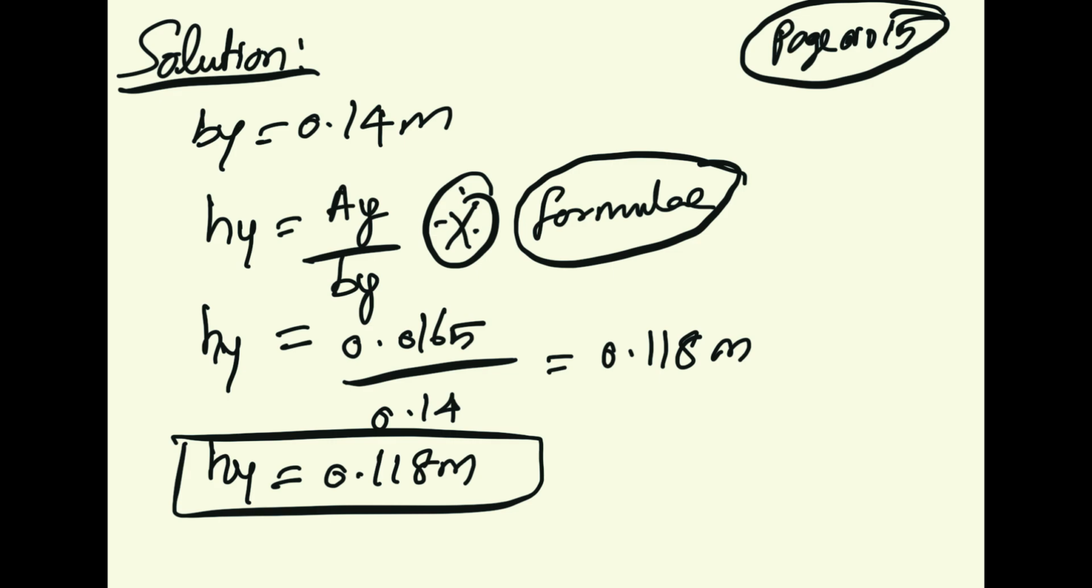Hy formula: we obtain Ay divided by Dy, that is an important formula. Hy is the yoke area height. Hy is equal to 0.0165 divided by 0.14, that is Ay divided by Dy. We obtain 0.118 meter. Hy is 0.118 meter. Completed.